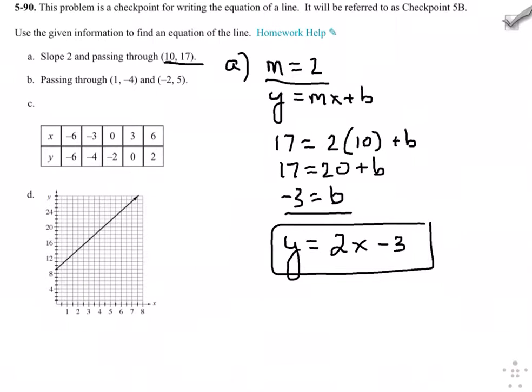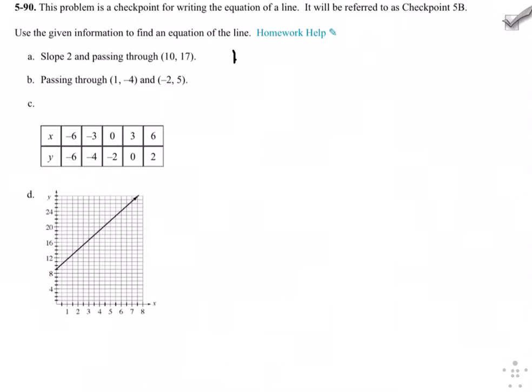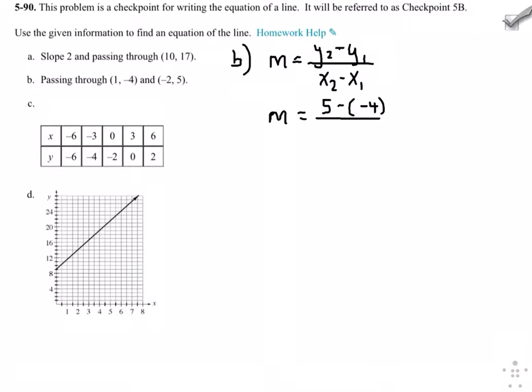Okay, let's make some room for B. For B, we get 2 points, right? So I need the slope. The slope is y2 minus y1 over x2 minus x1. So the slope comes out to be 5 minus negative 4 over negative 2 minus 1. So the slope is 5 plus 4, which is 9, over negative 3. Slope equals negative 3.